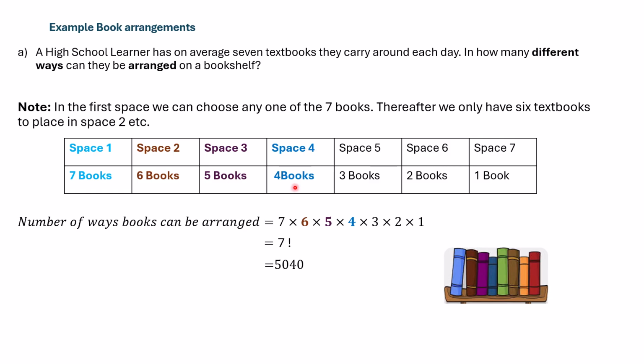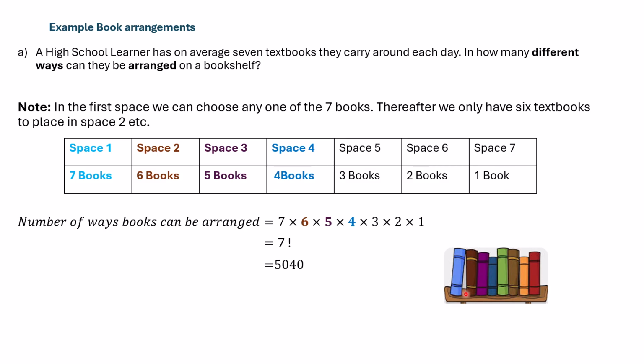Space 4, any one of 4 books, because 3 have already been placed. Space 5, we only have 3 books left, so any one of 3 books can be put in that place. Space 6, any one of 2 books, and in space 7, there's now only 1 book left. So the number of ways the books can be arranged would be 7 times 6 times 5 times 4 times 3 times 2 times 1. But instead of writing that long process, we just write 7 factorial. In your calculator, you press 7 and then look for the factorial sign. I think most Casios work with shift factorial, and 7 factorial would then give you 5040.